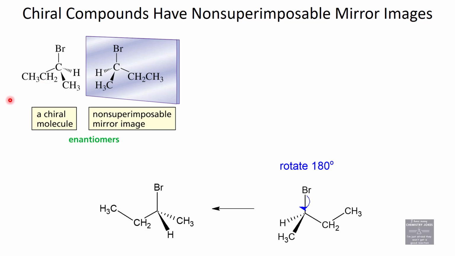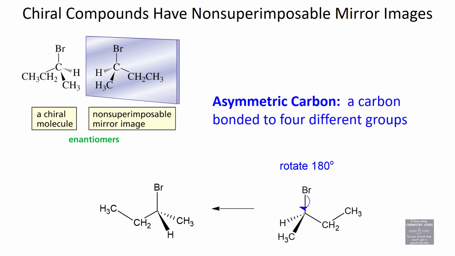Maybe you get the point. How can I tell if something is going to be optically active or not? We're searching for things that have asymmetric carbons. What is an asymmetric carbon? A carbon bonded to 4 different groups.